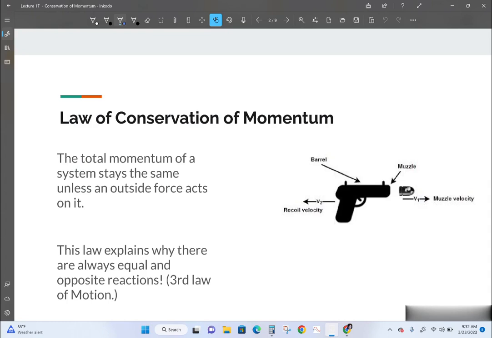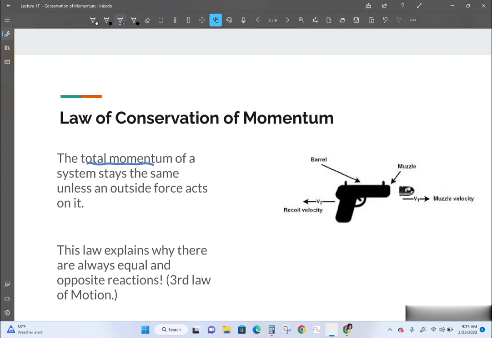All right, so we all know that if we fire a gun, it's going to recoil. And that's because we've learned in the past that there's a force on the bullet, and there's always an equal and opposite reaction on the gun. But the real reason it happens is because of conservation of momentum. The total momentum of a system stays the same unless an outside force acts on it.